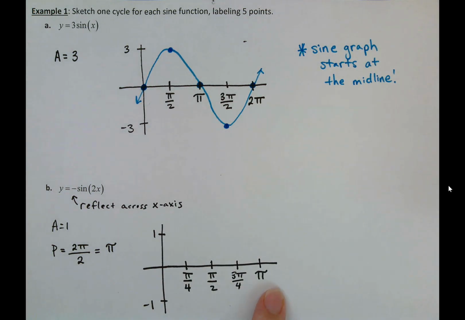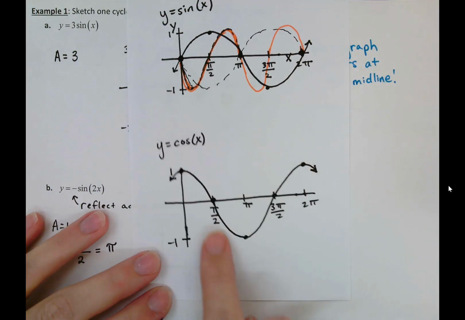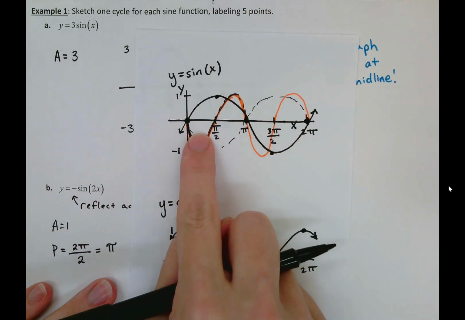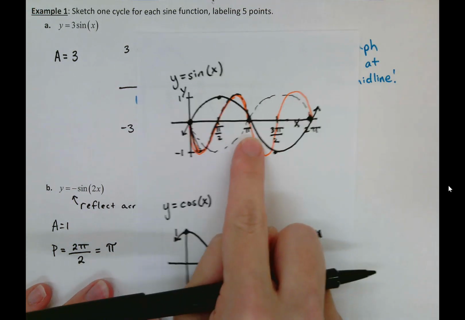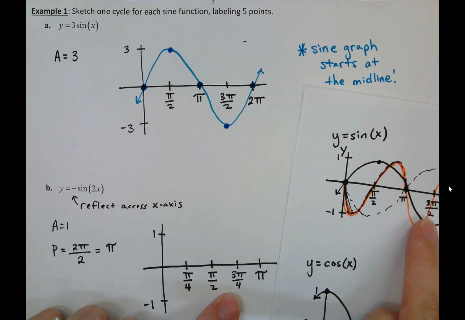Another way you could think of it is, since my horizontal component is being compressed by a factor of 2, you would just divide each of our first main points by 2. So 0 divided by 2 is 0, pi over 2 divided by 2 would be pi over 4, and then pi over 2, and then 3 pi over 2 divided by 2 would be 3 pi over 4, and so on.